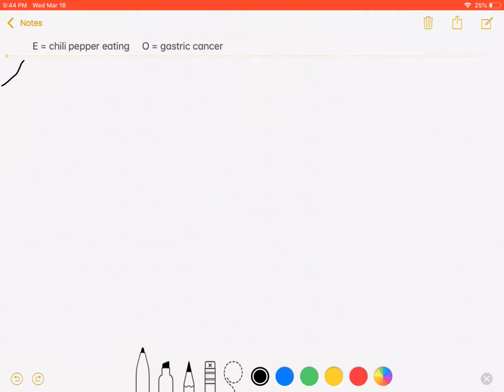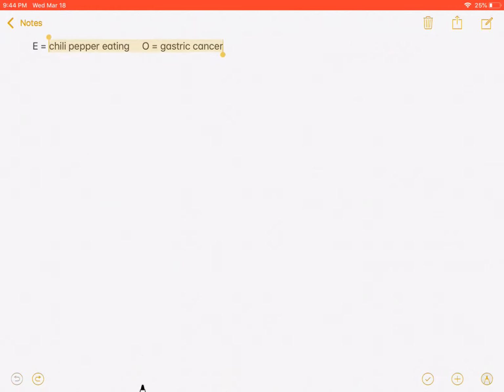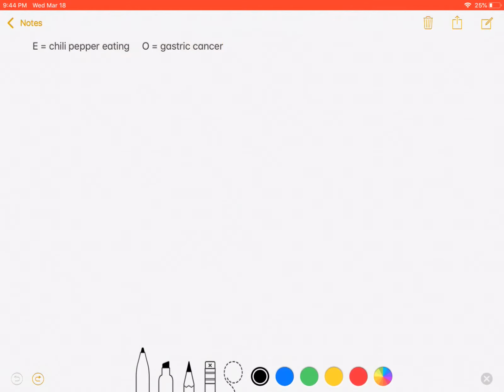So in this example, we have our exposure, which is chili pepper eating, and we have our outcome, which is gastric cancer. The first thing we need to do is set up our 2x2 table.